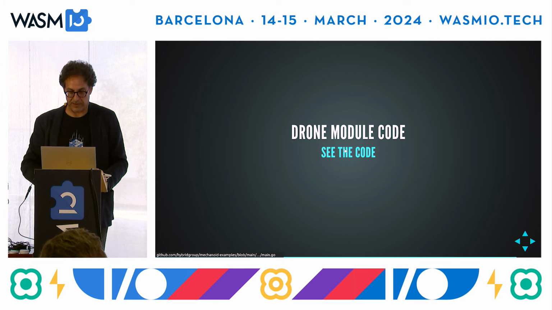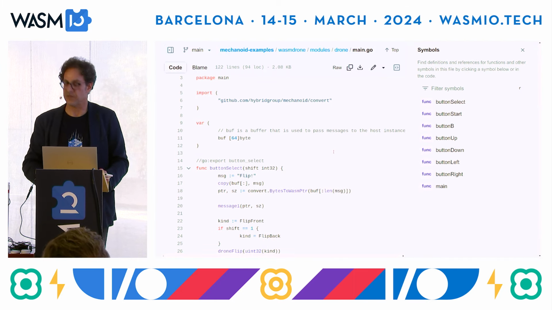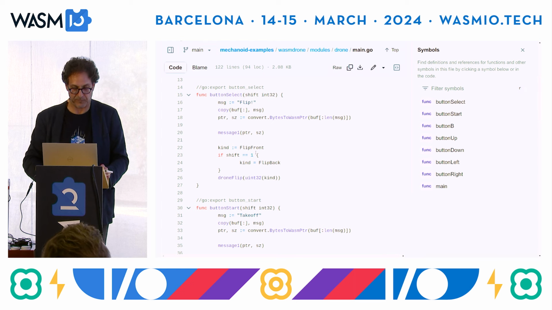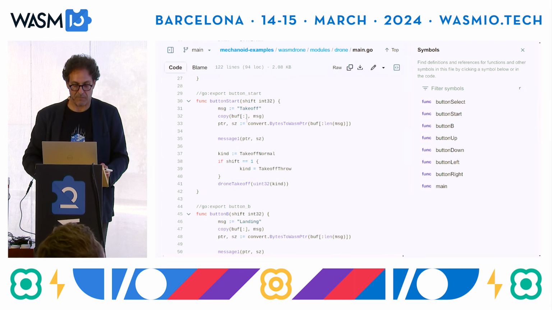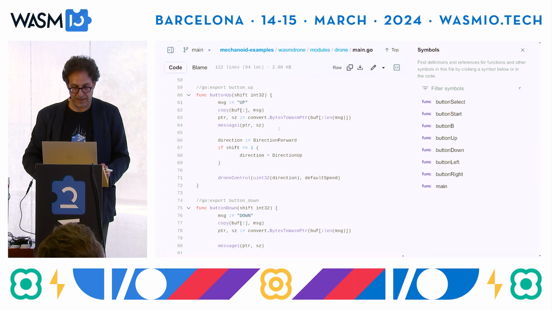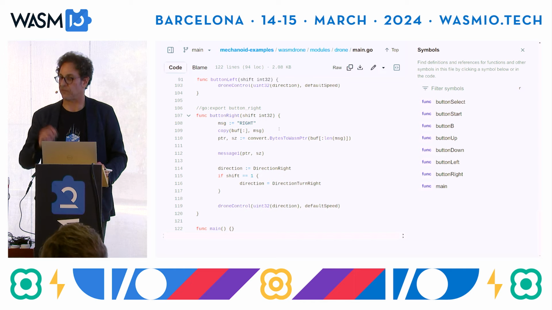And if we take a quick look at the drone code, because we're really quite running out of time, this is the module. This is the WebAssembly. And so it exports, for example, a button, the select button. When we press that, it does a flip. When we press the start button, it'll take off. B button for landing, then up, down, left, right for those directions. Okay, that's enough to fly a drone, isn't it?